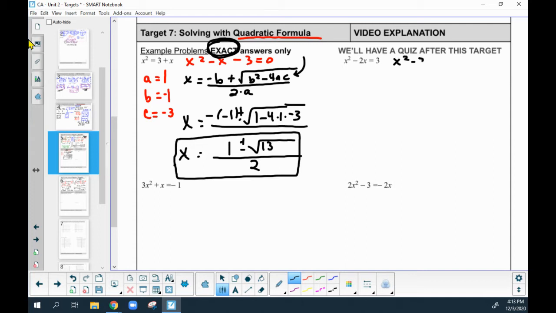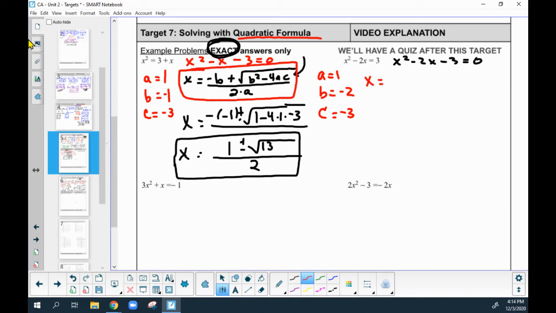X squared minus 2x minus 3 equals 0. All right, I'm going to go ahead and write it down. A equals 1, B equals negative 2, and C equals negative 3. Please be awful careful with your signs. I'm not going to rewrite this, okay, but I'm going to follow it. So you're going to see me go underneath the radical first, just to kind of give me a clue of how much further I have to go.